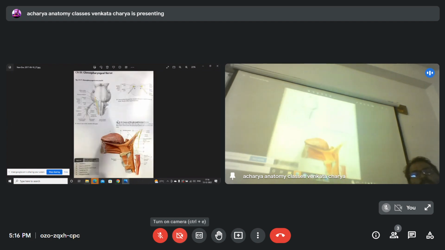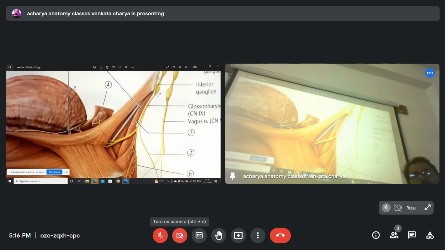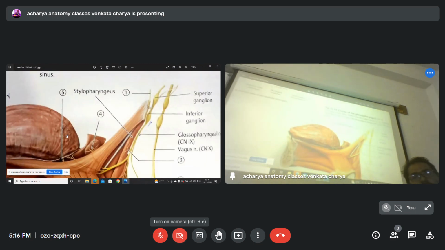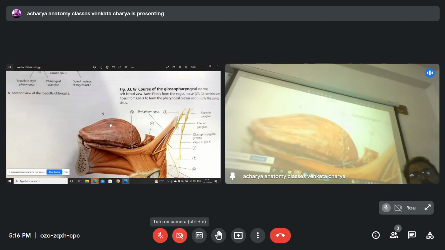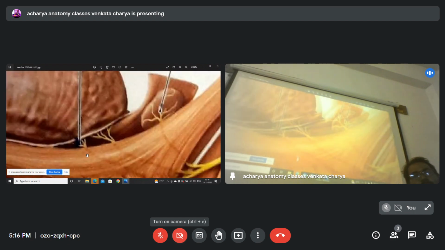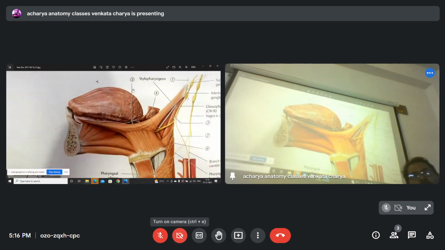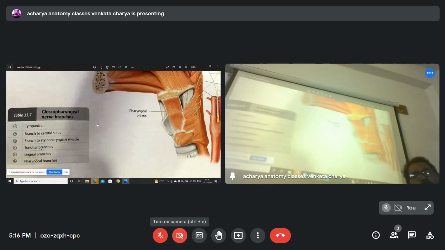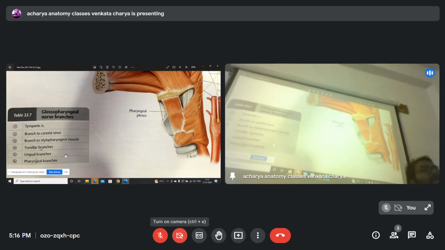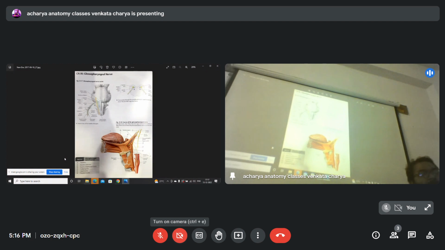See here, like this. This is the tongue anterior and this is the tongue posterior 1/3. In the posterior 1/3 we have branches. So what is the fifth branch here? Lingual branches. So the lingual branch is a branch of the glossopharyngeal. The posterior 1/3 part is supplied by the glossopharyngeal nerve. Are you getting it?